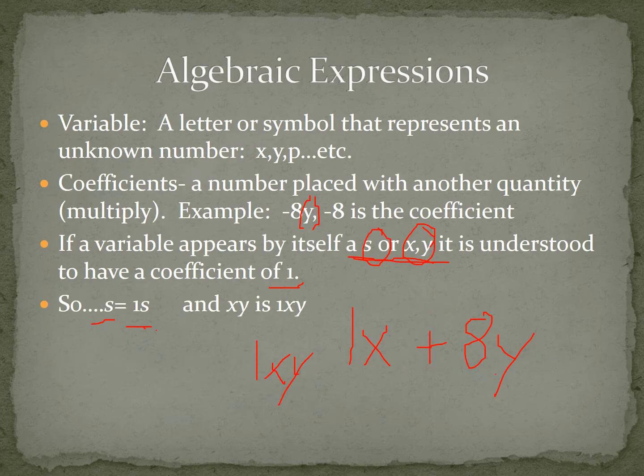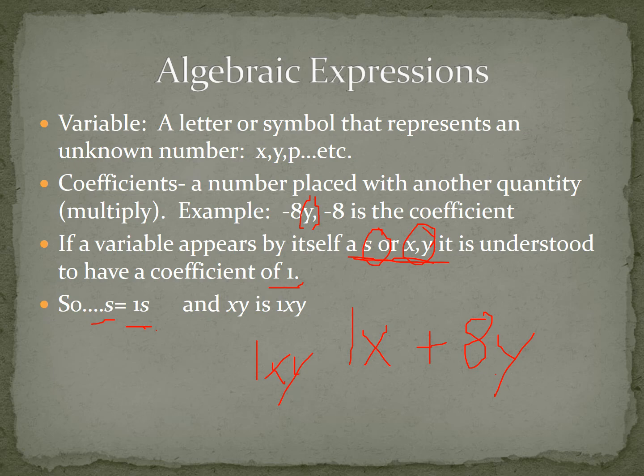Now just some terminology again with algebraic expressions. A variable is the letter or a symbol that represents the unknown, what you're trying to solve for. It's a letter of the alphabet, usually italicized. And then the coefficient is the number that's placed with another quantity, in front of that variable.